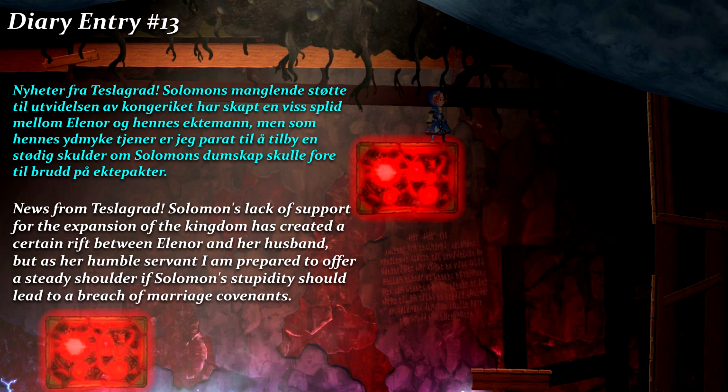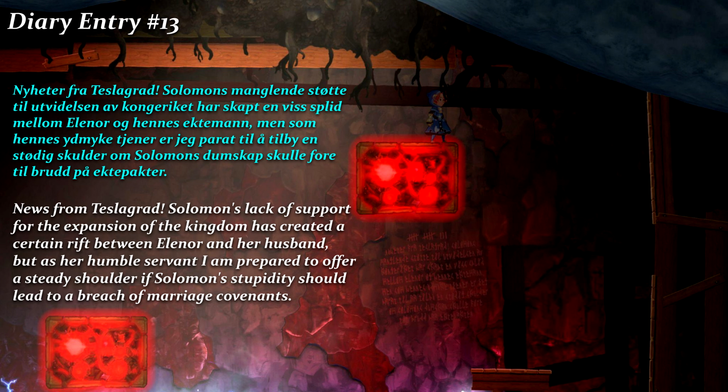This is starting to show Galvan's infatuation with Eleanor and his secret hope that she divorces, which is very creepy. This will also be the last time that Galvan mentions successful communication with Teslagrad. Entry 14 is out of chronological order, so I will read it when it makes sense in the timeline.